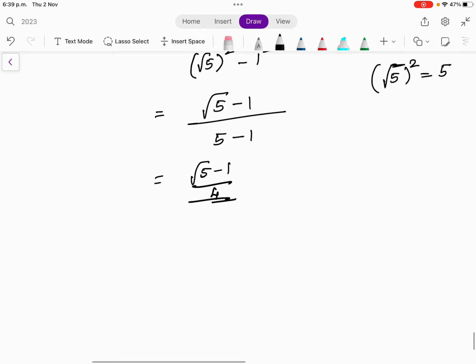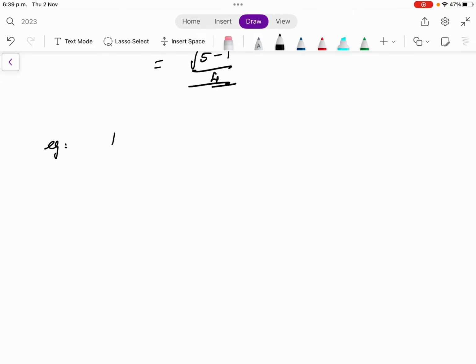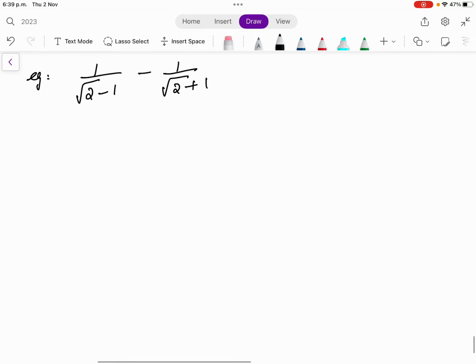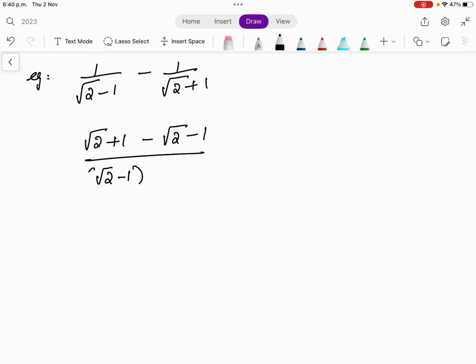Okay, then if you have another question like 1 by the square root of 2 minus 1, minus 1 by the square root of 2 plus 1, what you can do here is first simplify it with cross multiplying. So it will be the square root of 2 plus 1 minus the square root of 2 minus 1, divided by the square root of 2 minus 1 times the square root of 2 plus 1. Again, this holds a form of a minus b and a plus b.